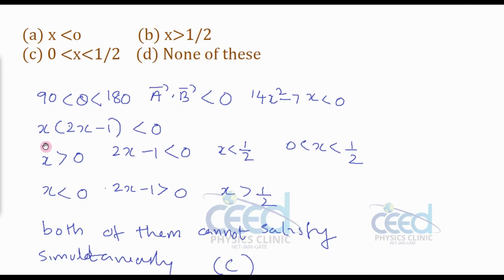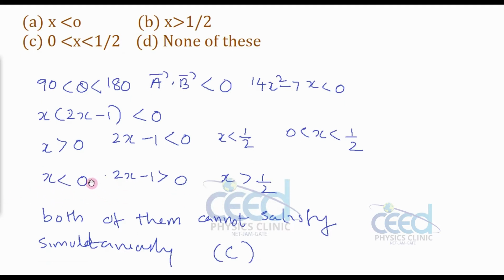Now suppose x is less than 0, then 2x minus 1 will be greater than 0, that is x greater than 1 by 2. So x less than 0 and x greater than 1 by 2 is not at all possible at the same time. Both conditions do not satisfy simultaneously. So the appropriate solution is 0 less than x less than 1 by 2.